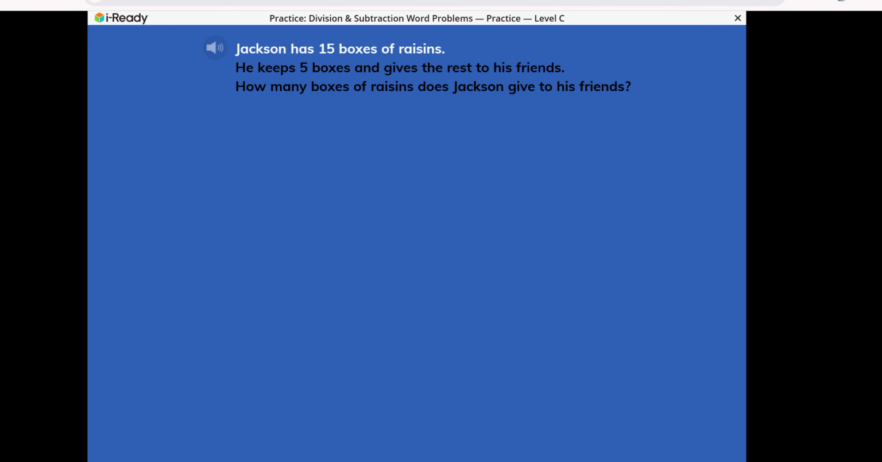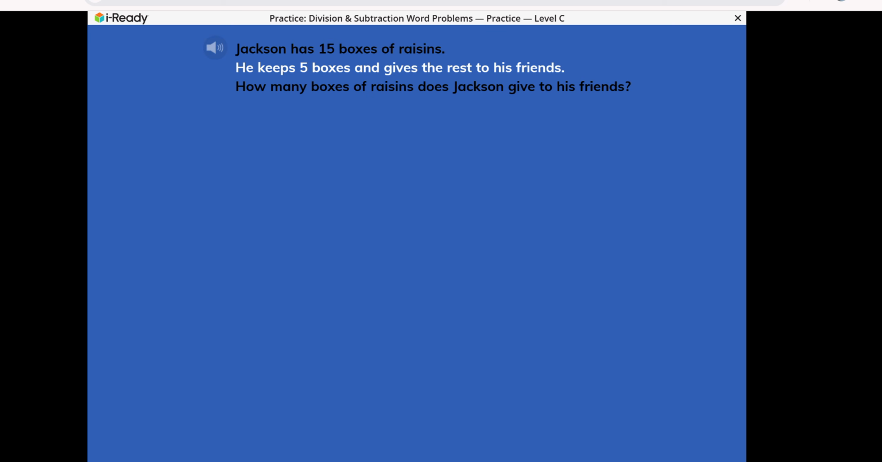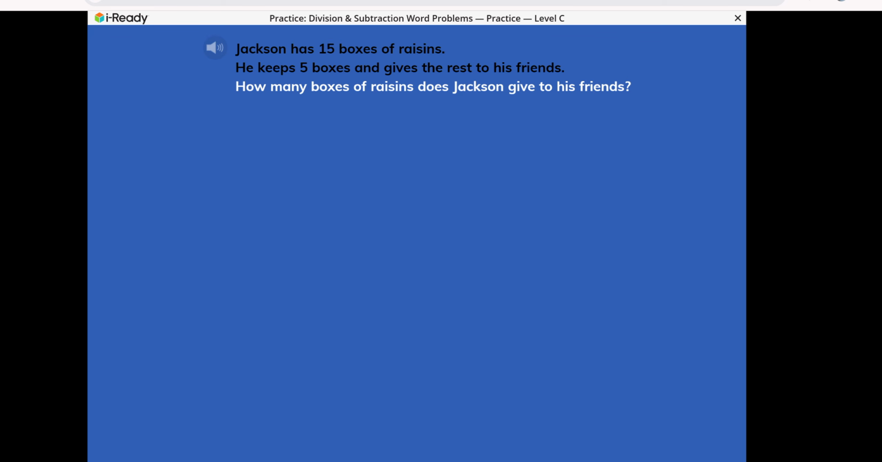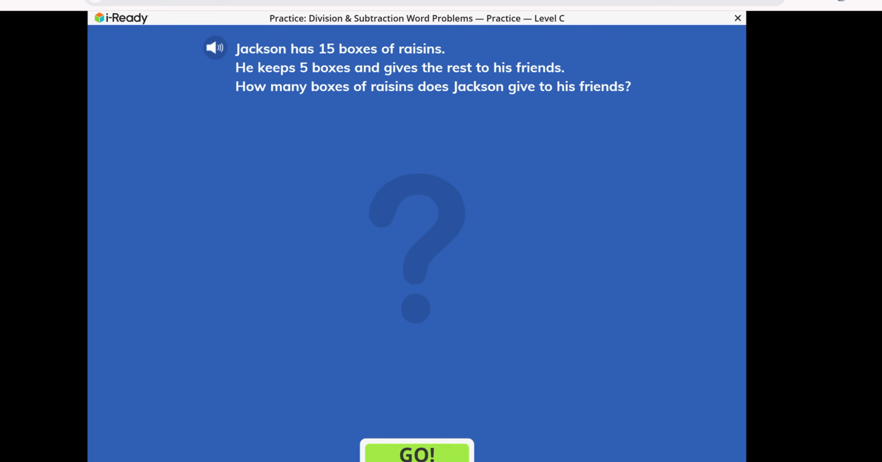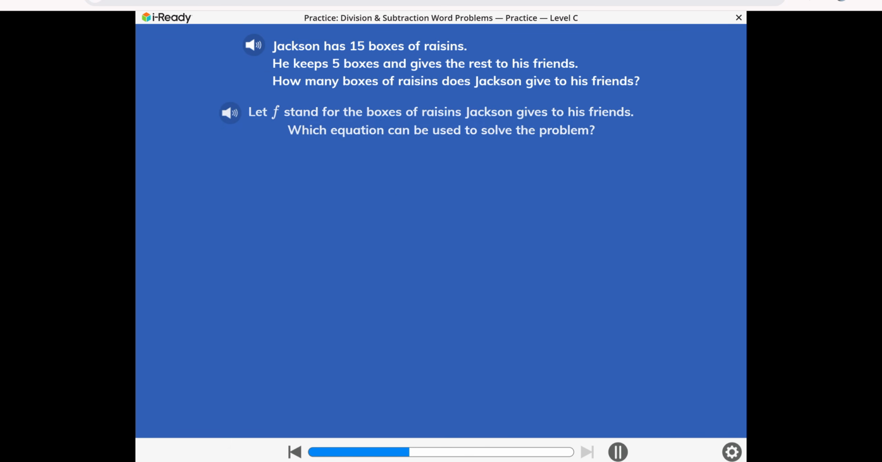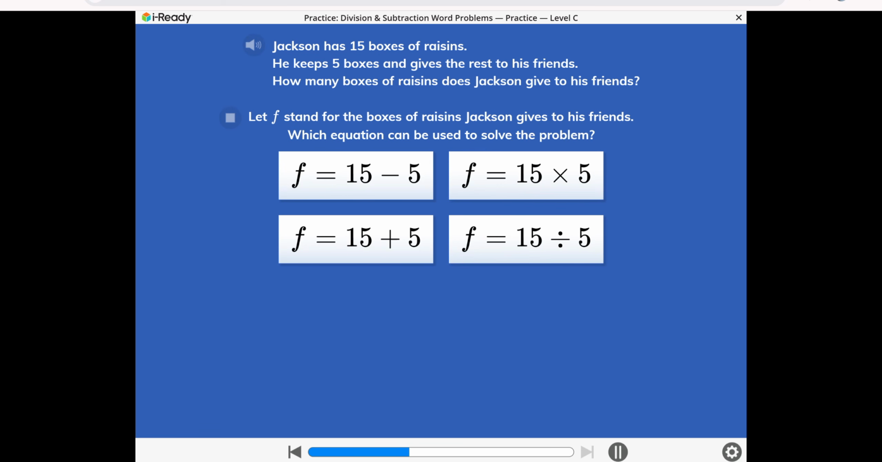Jackson has 15 boxes of raisins. He keeps 5 boxes and gives the rest to his friends. How many boxes of raisins does Jackson give to his friends? Let F stand for the boxes of raisins Jackson gives to his friends. Which equation can be used to solve the problem?